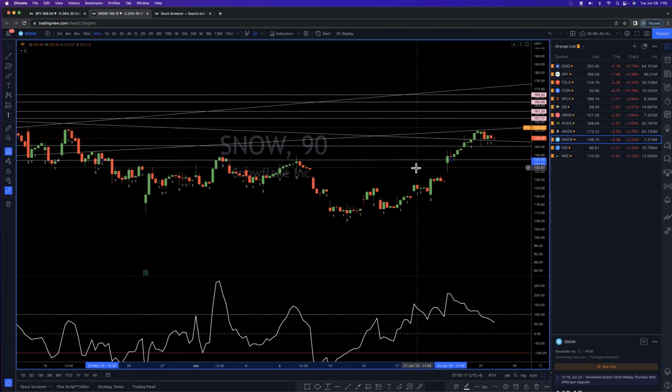So what I'm looking for is price to trade, hang on one second, 137.70, 137.50, 137. 137.70, next highest low in this range.